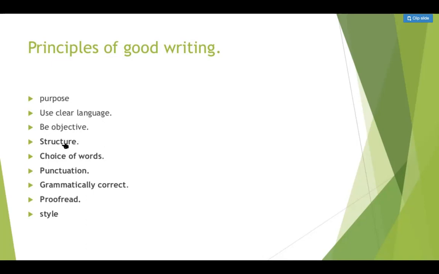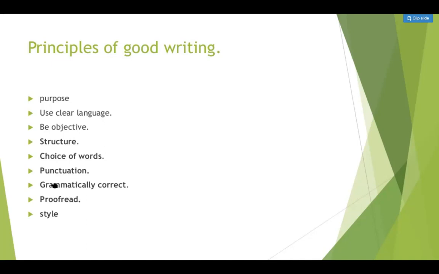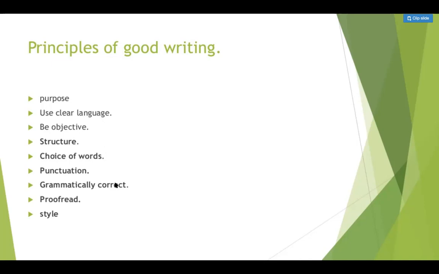Structure, here's all about grammar. Okay, so sometimes you need to use simple sentence, compound sentence or complex sentence, it's all about that. Choice of word, okay, this is all about vocabulary. This one is grammar, this one is vocabulary. Punctuation, it's all about grammar as well. Grammatically correct. For example, subject and verb agreement, there is, there are, there will be, right? Some people say, some people argue that, things like that.